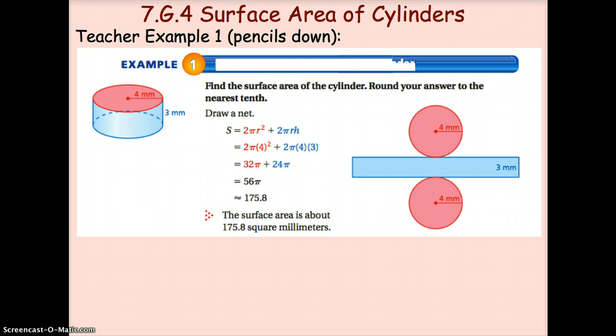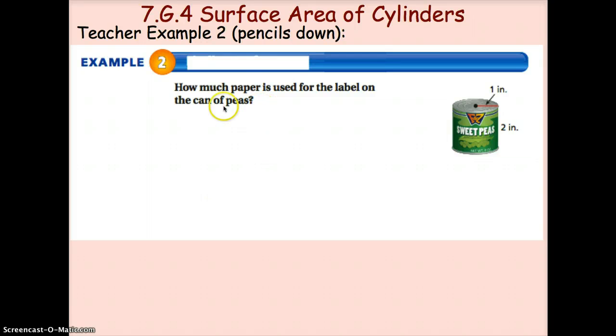Okay, let's take a look at another teacher example. How much paper is used for the label on the can of peas? Now notice, just like I was talking about with the soup container, the label goes around the outside, but the label does not cover the top or the bottom. So notice we're just finding the area of that rectangle. We're not doing anything with those circles.